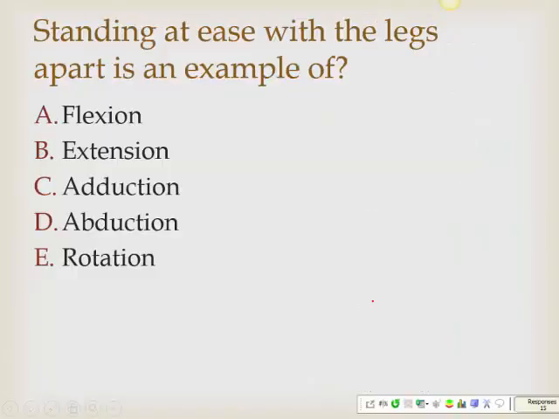So now let's answer this question. When you stand at ease with your legs apart, what is this an example of?